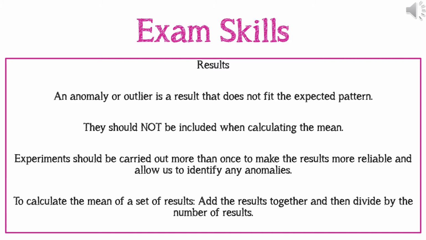When we're actually using experiments, we should always do them more than once in order to make sure the results are reliable, and it allows us to identify any anomalies. If you only do it once, you could have an anomalous reading and you wouldn't have a clue.